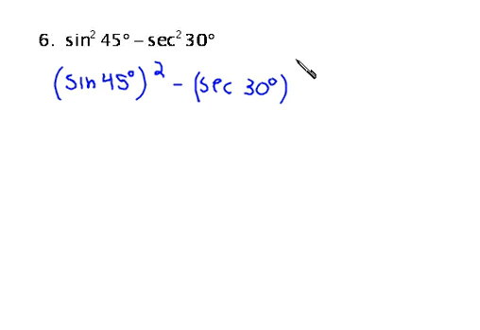Let's take a look at another one. So they're getting a little more difficult. This one doesn't have a diagram with it, but that's okay because we're doing nice simple ones. This is the sine of 45 degrees squared minus the secant of 30, all squared. Now the sine of 45, if you were to take a look at your triangles, is root 2 over 2. And then all that is squared.